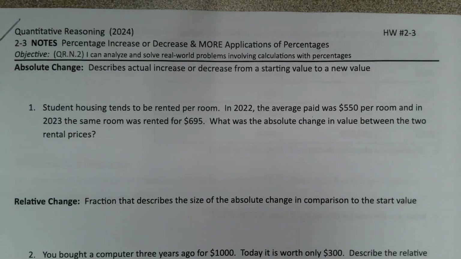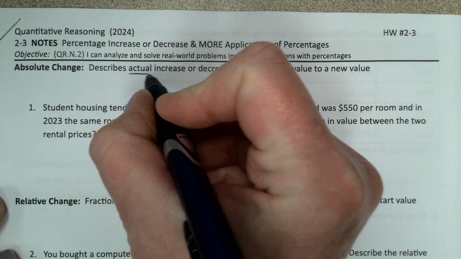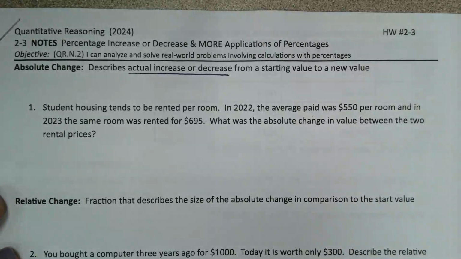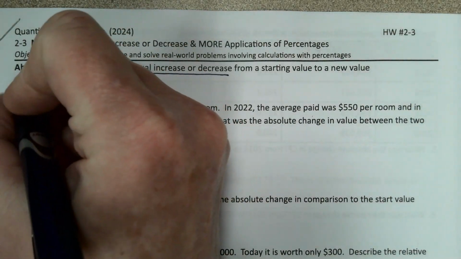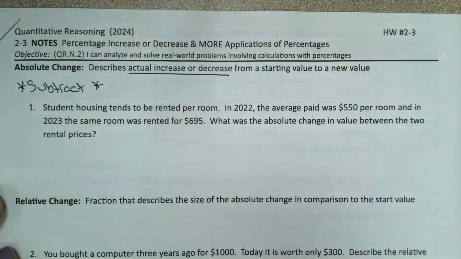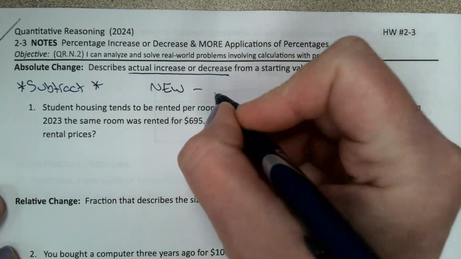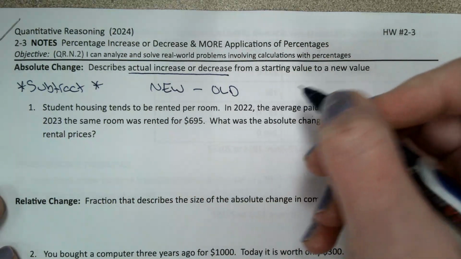Hello, today we're going to talk about percent increase and decrease problems. So one of the things that it might ask you to do is to find the absolute change in a product. So the absolute change is the actual increase or decrease. And so here we are just going to subtract, and to stay consistent, I'm going to call it the new value minus the old value.